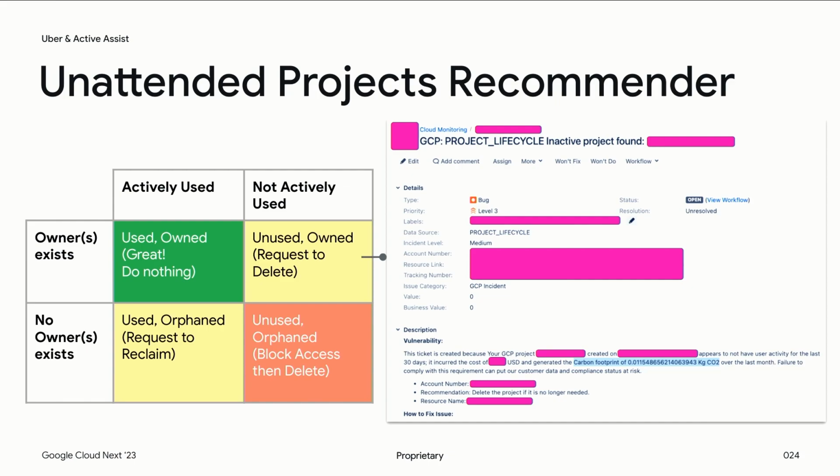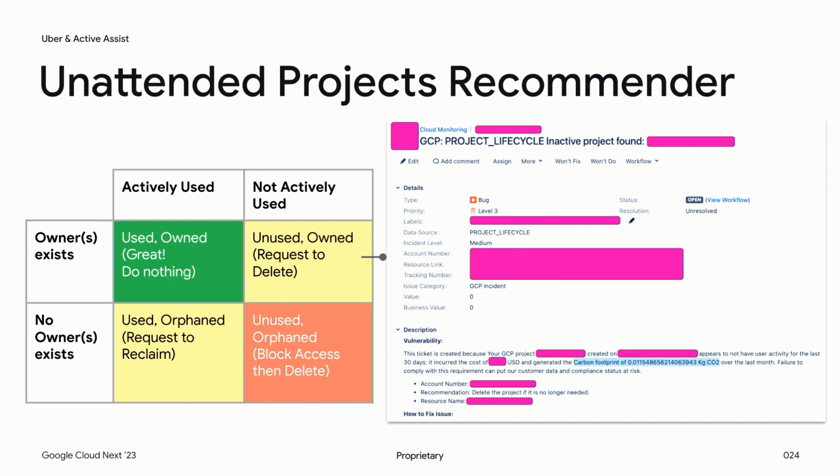Now, on the upper side here, we can also look at activity. Either a project is currently active, it has resources that are running, or maybe it has resources, but they're not really used, so inactive. So on the left upper side, this is where we want to be. We want to have an active owner to a project, and we want to have activity in this project. If we go down, we can see that if a project is used but is orphaned, well, then we need to find another owner.